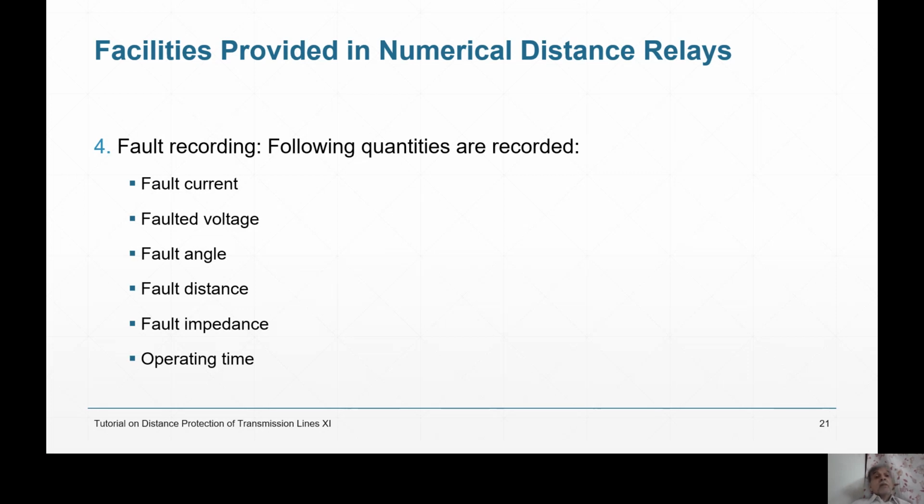The following records are available when a fault occurs. 32 faults can be memorized in the relay version release, REF 615, RET, REV, REG. Fault current, fault voltage, fault angle, fault distance, fault impedance, and operating time. So many things can be recorded.